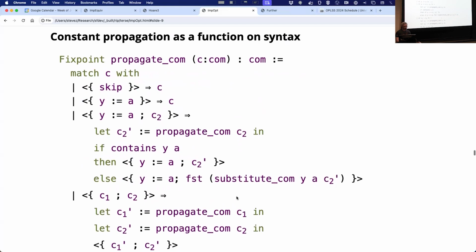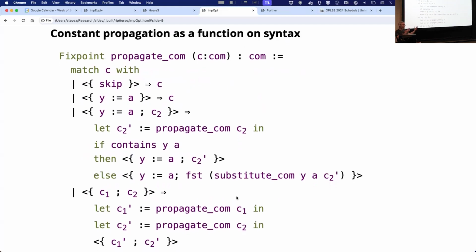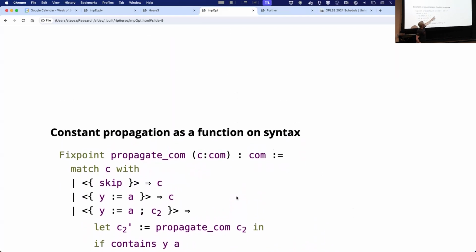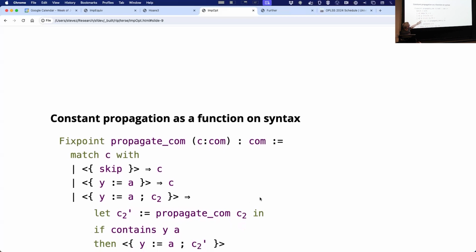All right, and with all of that, why did I go through all of that work? Well, I wanted to implement a constant propagation, which is basically a kind of substitution operation. And so here is the syntactic program transformation that takes a command and produces a command. So this is a compiler optimization. And what does it do?